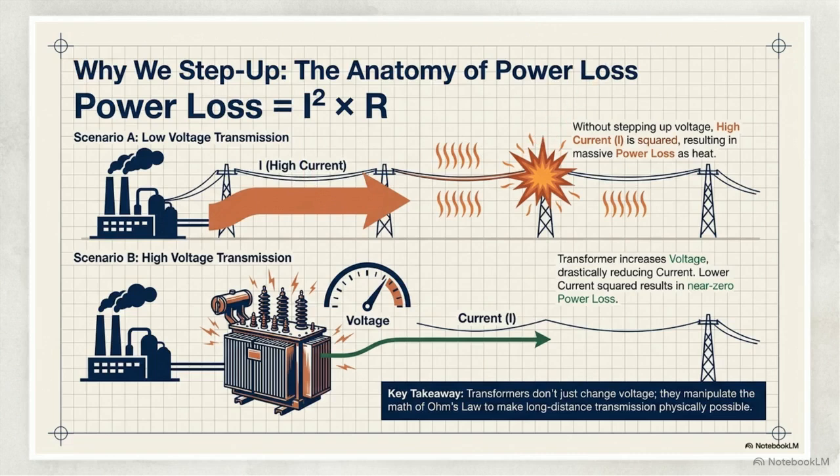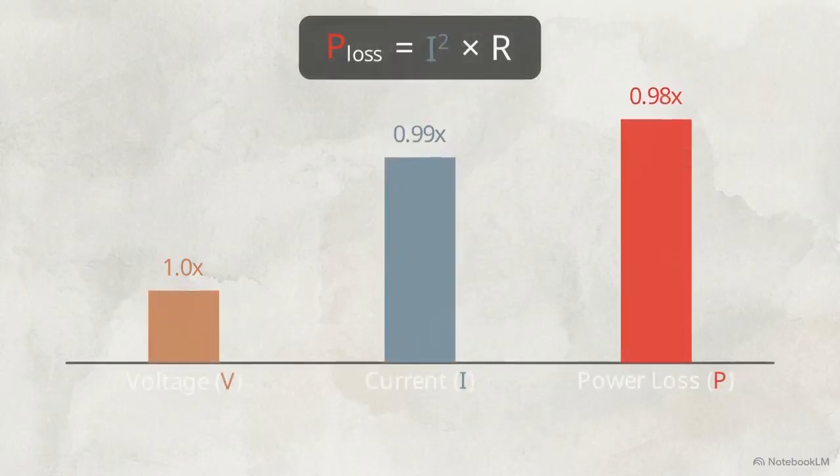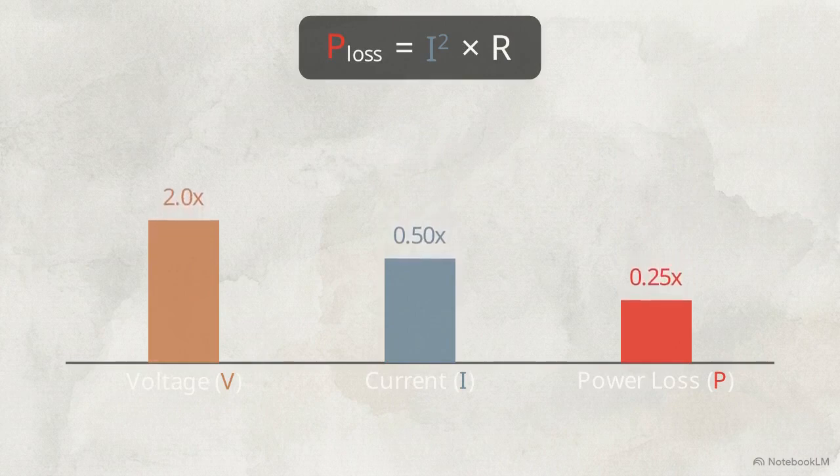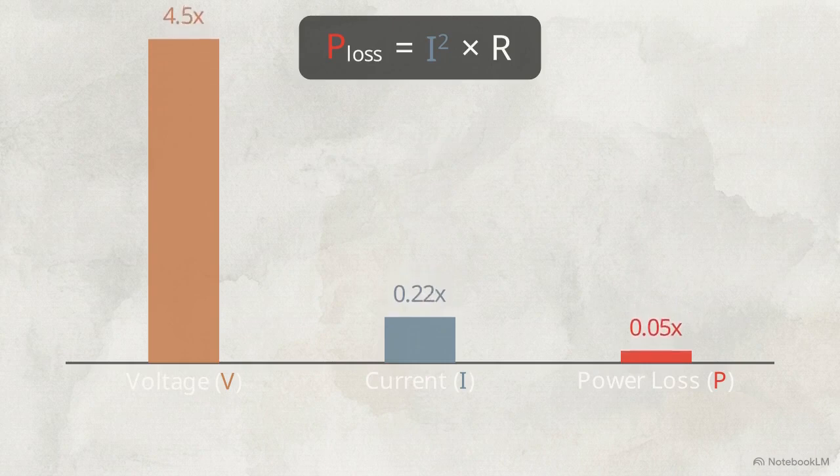To solve this, we insert transformers into the grid. These devices physically manipulate the variables of Ohm's law. By stepping up the voltage to extremely high levels, the transformer forces the current to drop proportionally. Because the lowered current is what gets squared in the equation, the resulting thermal loss is reduced to near zero.